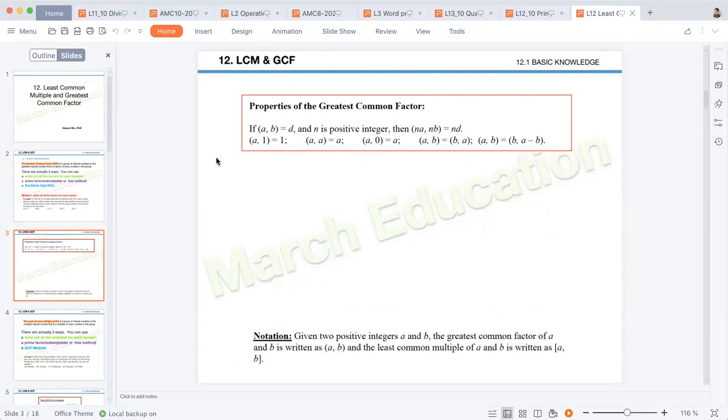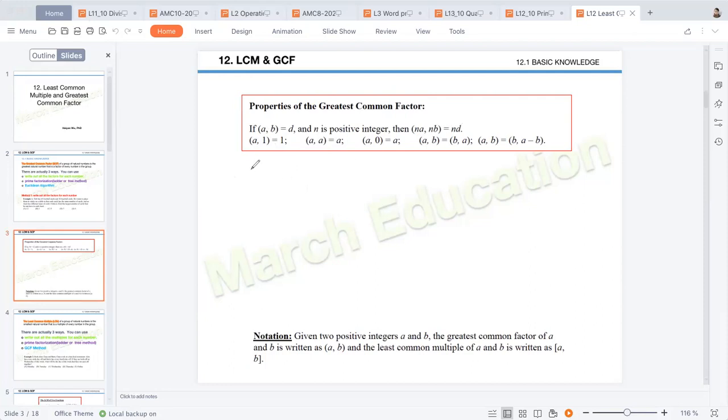Okay. So if I have 2 numbers, usually we can use this method to express common factor. If the greatest common factor of A and B equal to D, and N is a positive integer, so the greatest common factor of N times A and N times B should equal to N times D.